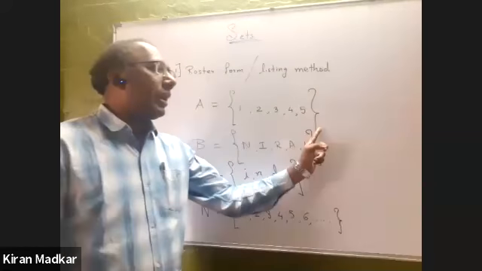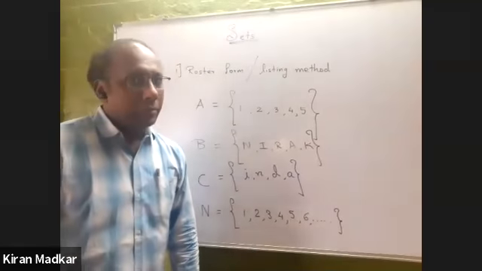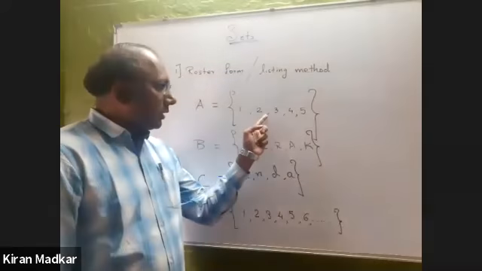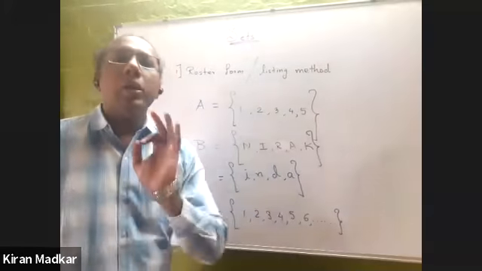The second rule simply says the elements are enclosed inside the curly bracket. Rule number 3, what was that? Elements are separated by comma.